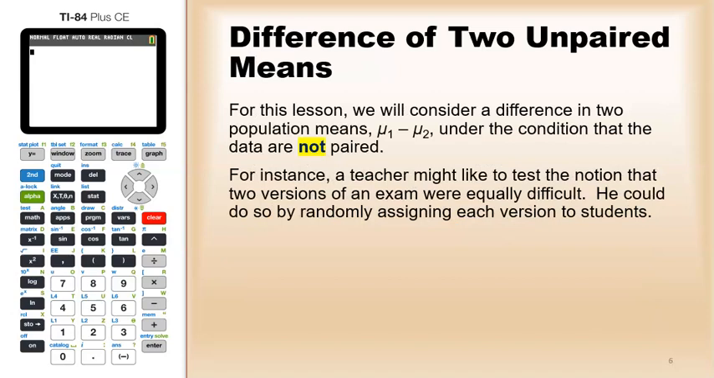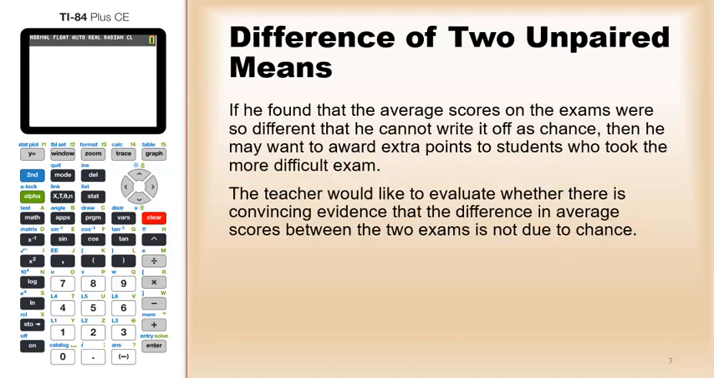All right, so for this lesson, we'll consider a difference of two population means, mu1 minus mu2, under the condition that the data are not paired. For instance, a teacher might like to test the notion that two versions of an exam are equally difficult. He could do so by randomly assigning each version to students. If he found that the average scores on the exams were so different that he could not write it off as chance, then he may want to award extra points to students who took the more difficult exam.